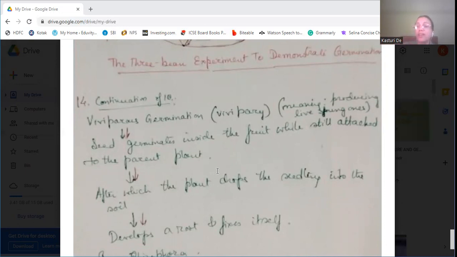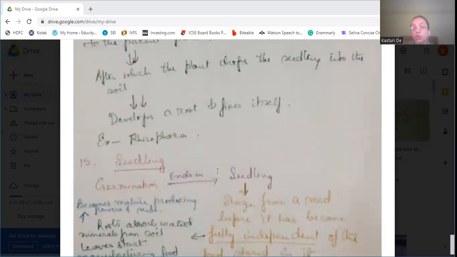The seed germinates inside the fruit while still attached to the parent plant. It's still attached to the parent plant, and at that time only it will start germinating. After which the plant drops the seedling into the soil. After germination, it will drop the plant into the soil, where it will develop its root system, which is known as rhizophora.